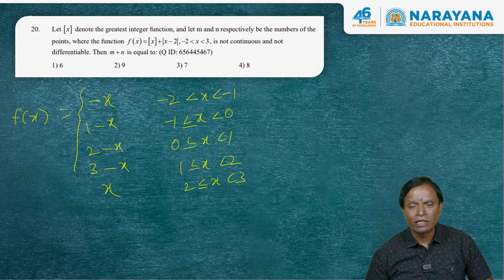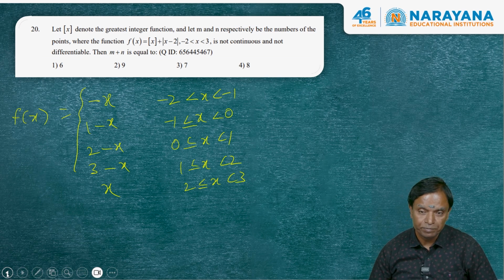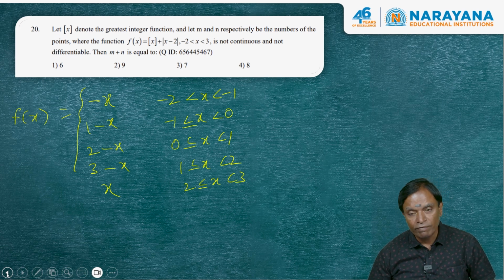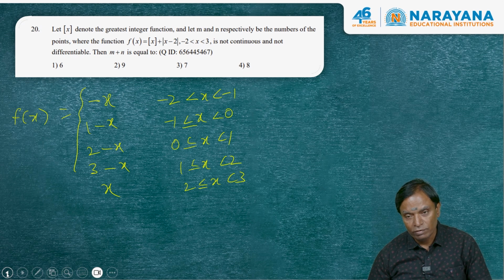See, I am repeating it. From minus 2 to minus 1, step x is minus 2. Between minus 1 to 0, step x is minus 1. 0 to 1, step x is 0. 1 to 2, step x is 1. 2 to 3, step x is 2. From minus 2 to 2, mod of x minus 2 is 2 minus x. Between 2 to 3, mod of x minus 2 is x minus 2. This is the function. At 4 points it is discontinuous, hence it is non-differentiable at 4 points.